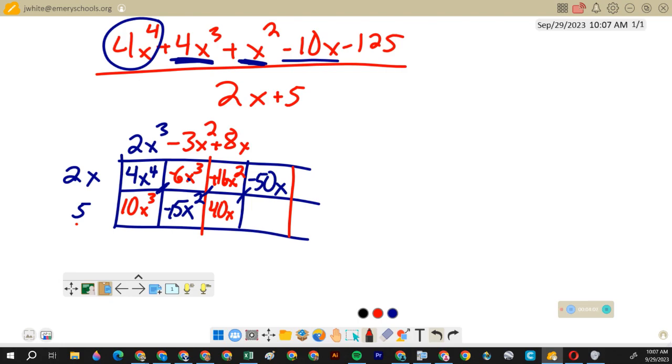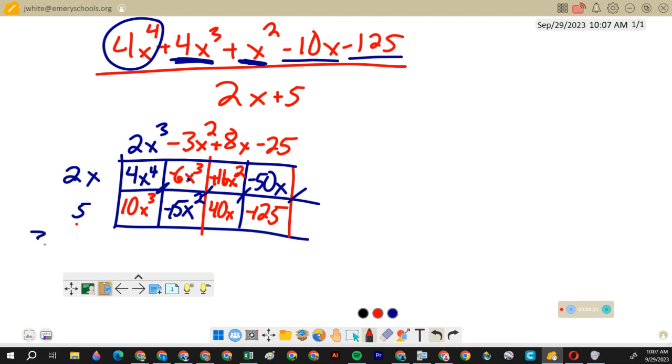All right, so negative 50 divided by 2x is negative 25. Negative, oh, not x, just 25. Negative 25 times 5 is negative 125. And these two need to add to be negative 125. So there's no remainder. So this division happens evenly.